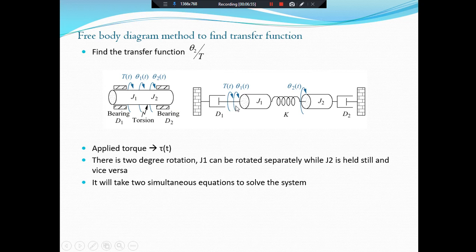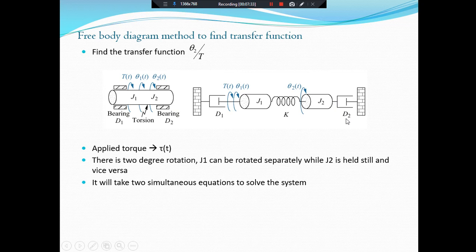Then comes J1. The torsion between J1 and J2 will act as a spring, and I have redrawn it as a K or a spring. And then comes J2. Here's J2, and the angular displacement of J2 is theta 2, and the angular displacement of J1 is theta 1. Sorry, the last one is here, the end of the second part. It's also a bearing, and we draw it as a viscous damper D2.